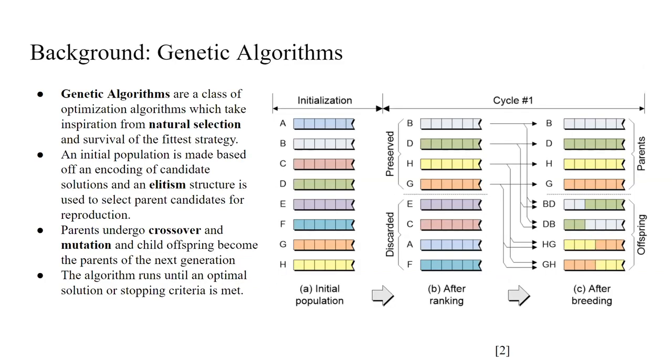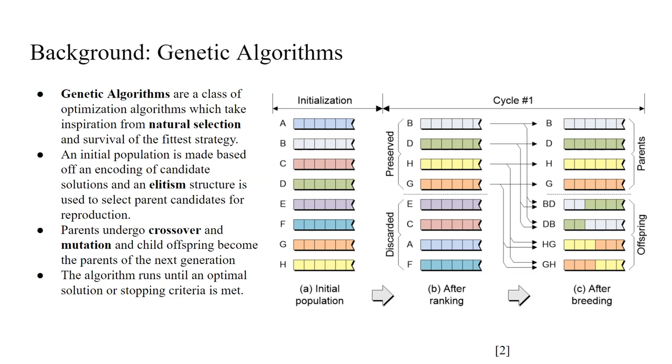I assume most people in this class probably don't know much about genetic algorithms, so I thought I'd give a little bit of background about what a genetic algorithm is. A genetic algorithm is a technique for a class of optimization algorithms, and it takes inspiration from natural selection in biology and survival of the fittest.